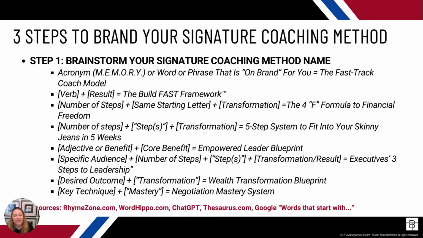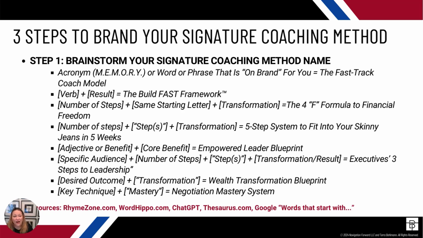Some people do an acronym. So think of memory, that's 6 steps. The first step would start with an M. The second one would start with an E. The third step would start with an M. The fourth step would start with an O, and so on. You're spelling a word. It's kind of what I did with the Build Fast framework, Fast being filter, act, serve, track. It helps me remember it. So acronyms are great, or you can do a word or phrase that's on brand for you.